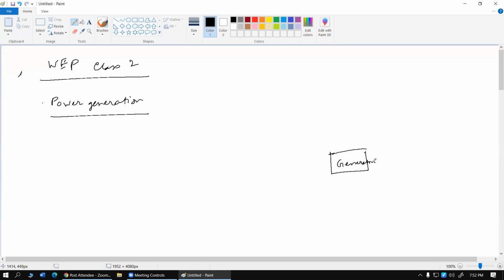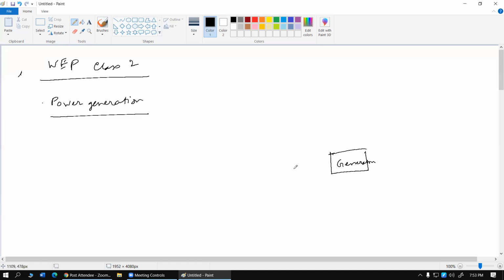This is a generator. The way a generator works is we have to feed kinetic energy into it. So we have to rotate the shaft of the generator, and it will spin. So we are going to provide kinetic energy into the generator, and by the operating principle, by the design of the generator, it will convert that kinetic energy into electrical energy.